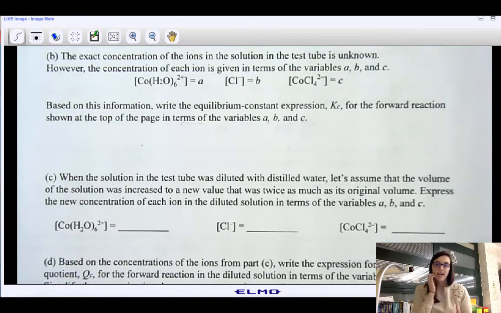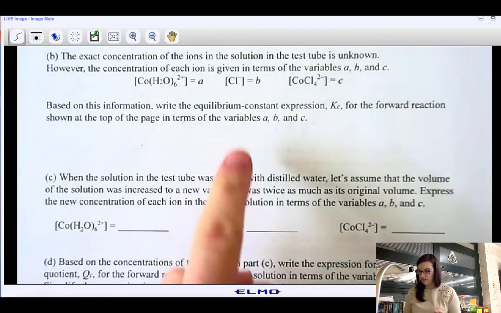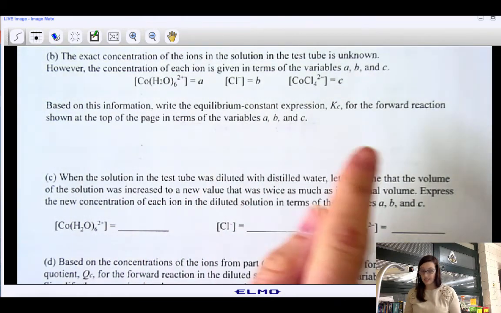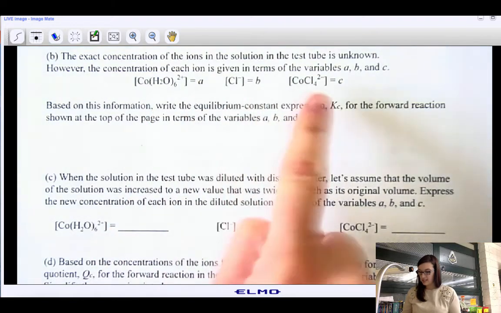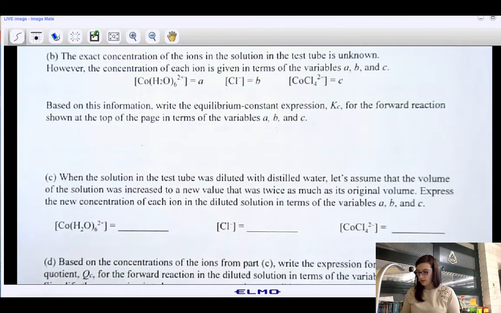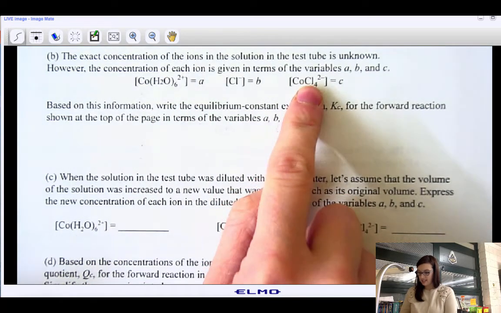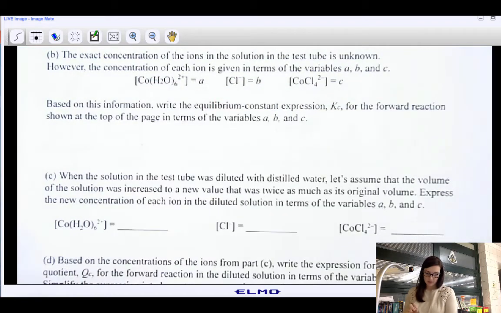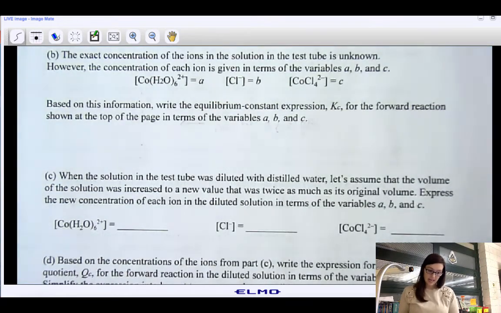So in the lab, it has you write the Kc expression in terms of the variables A, B, and C. So you're actually just assigning variables to the reactants and to the products. So we have our K expression, products over reactants. You can write that out for A, B, and C.